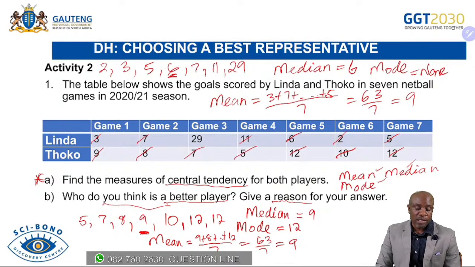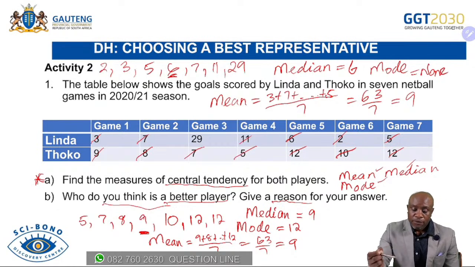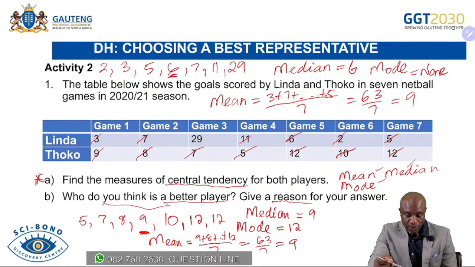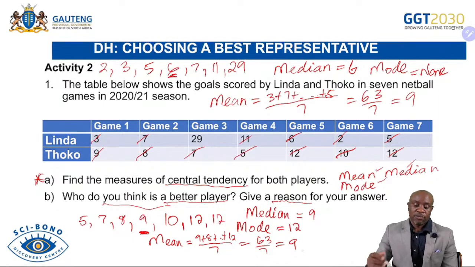And what are we saying about question B? So I hope you got these answers. The median for Linda is a 6. The median for Togo is a 9, and for the mode, there is no mode for Linda, but there is a mean of 9 for each of these players.